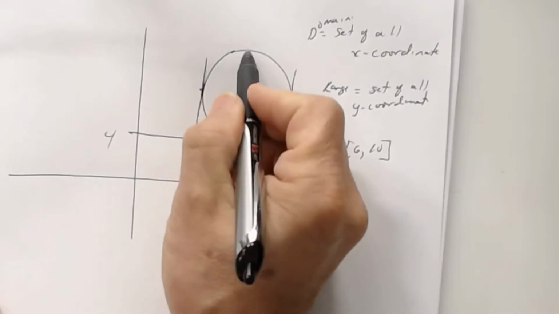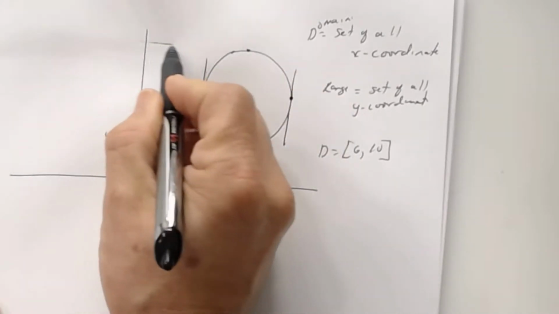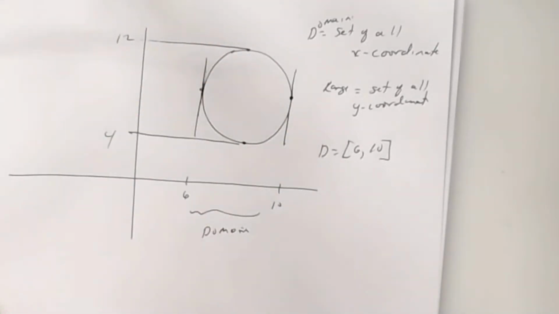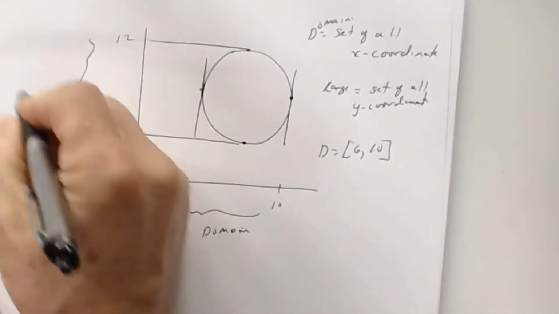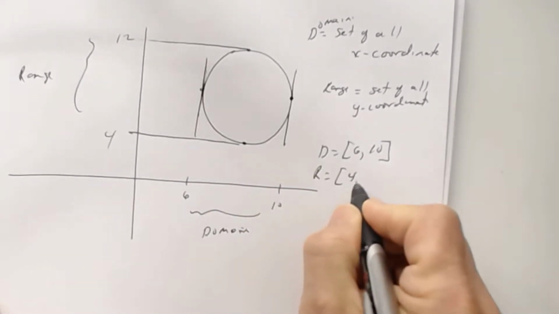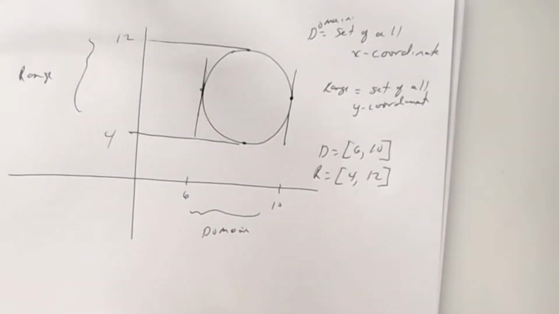And over here, the highest point of the graph is here. We got to find out where that y coordinate is. Let's say the y coordinate is 12. What would have been the range? The range would have been bracket 4 to what? 12. And brackets because all those points were on the graph. All those points were on the graph. Okay.